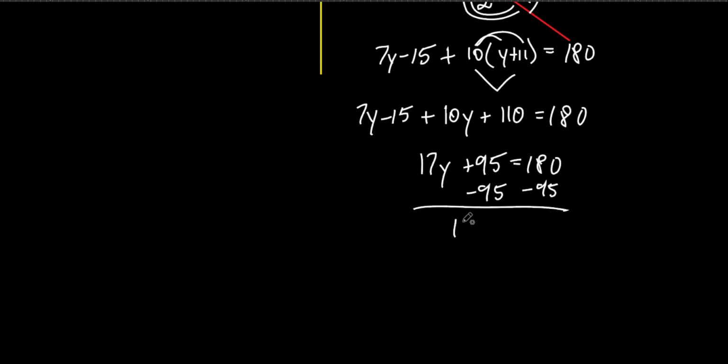95. 17y equals, what's that? 85. 85? Yeah. And then divide by 17. And you get, what? Is that 5? Yeah, I think it's 5. Okay? So, we found y. That's what we wanted to do right at the beginning anyway, wasn't it? So we found what y is equal to.